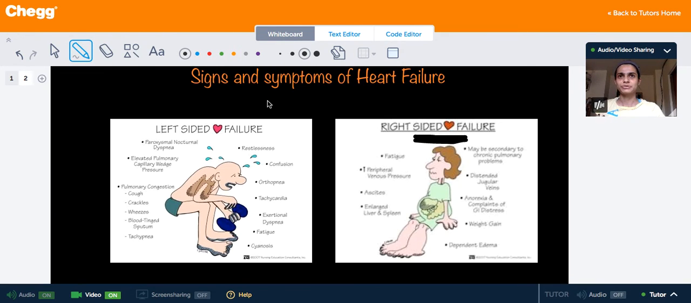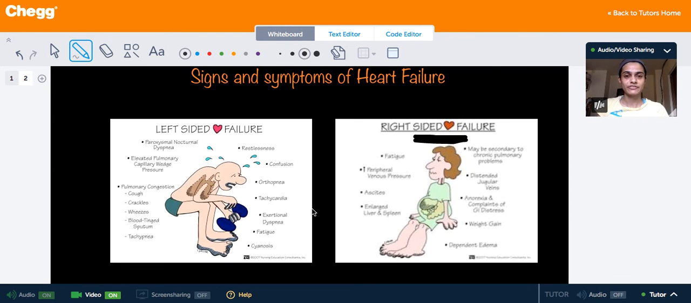Along with that, you have symptoms of decreased perfusion or decreased oxygen supply to organs like the brain, which can lead to confusion or restlessness, or just fatigue, where you feel tired all the time because your organs are not getting enough blood because your heart is failing. You have exertional dyspnea, as you can see written right here, which is basically breathlessness on exertion or during exercise because your heart is unable to keep up with demand. So these are some of the symptoms of left-sided heart failure.